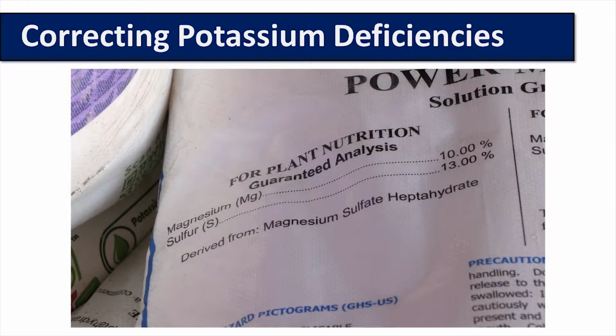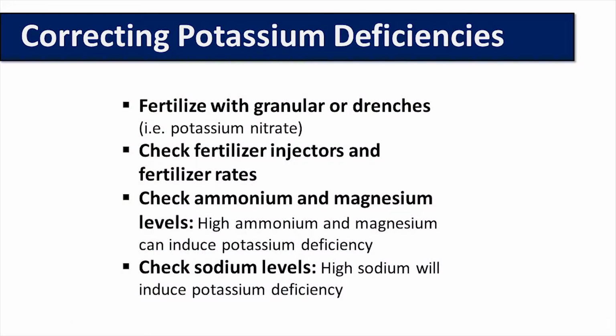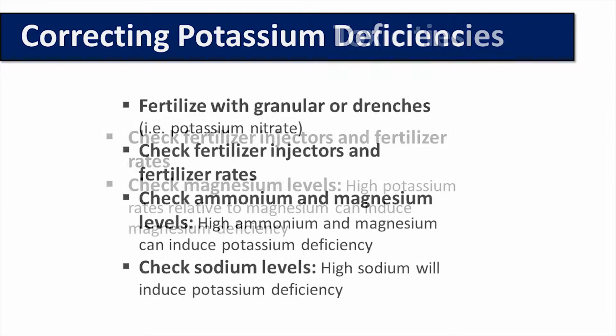Also, check ammonium and magnesium levels relative to your potassium levels. If there is high ammonium and/or magnesium relative to potassium, you can also induce potassium deficiencies because these two ions can compete with potassium for uptake into the plant.